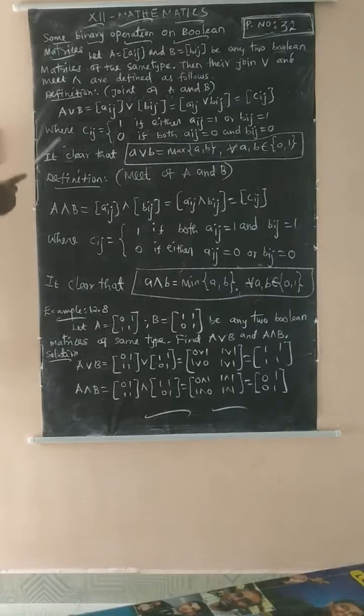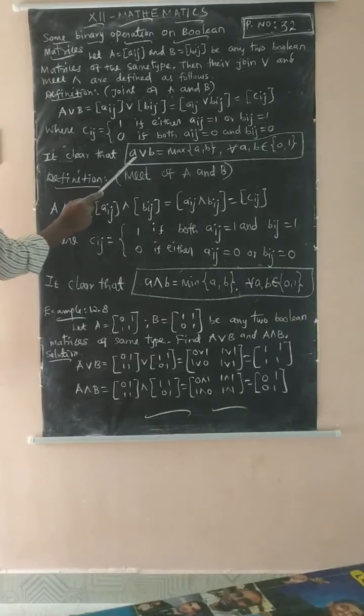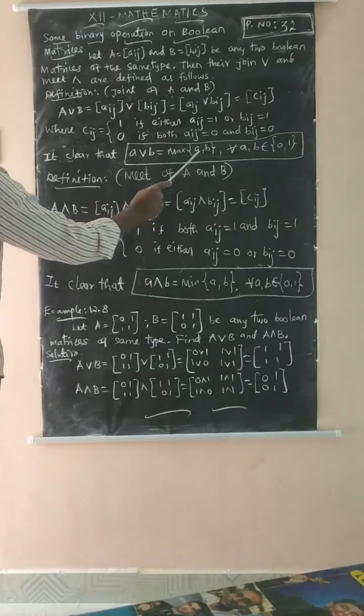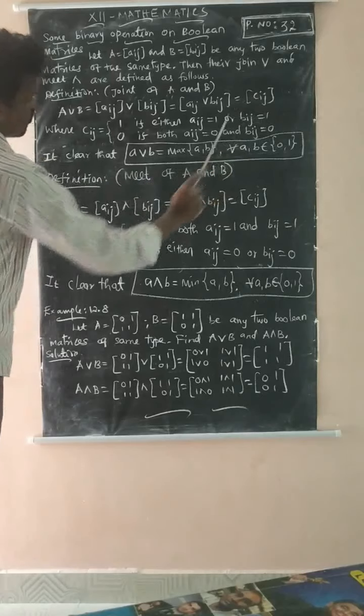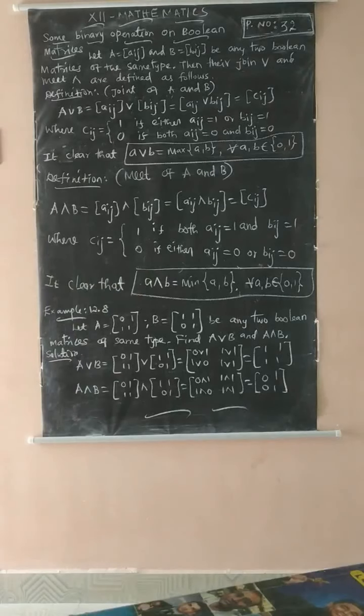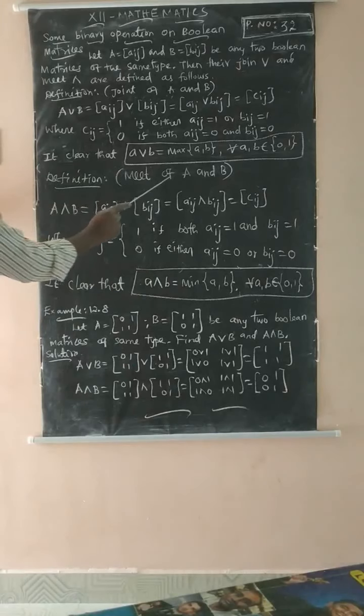From this definition, it is clear that for elements a and b, a join b is equal to the maximum of a comma b, where a comma b belongs to the set {0, 1}. This is the simple definition for join, students. Okay, next definition, the meet of A and B.